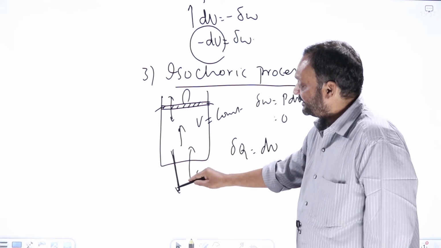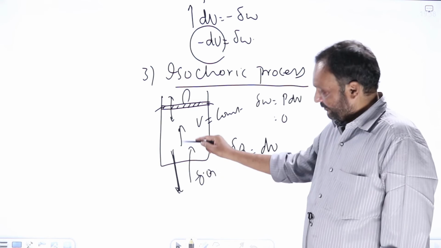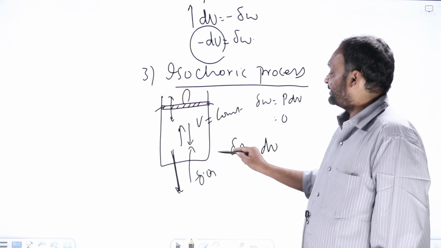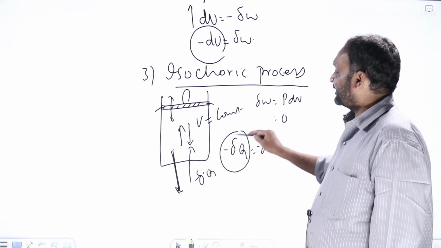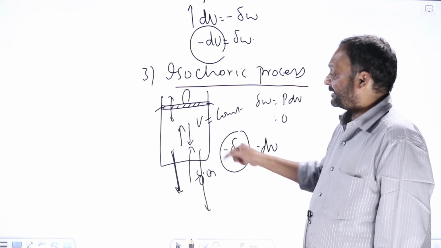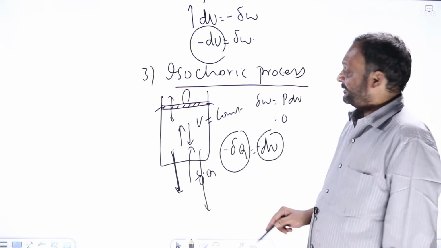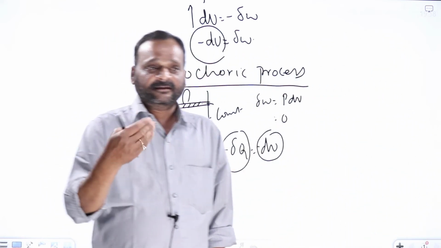Where from you are getting this heat energy? The gas must be spending its internal energy and sending the heat energy out. It means the internal energy of the gas decreases. If you put a minus sign here, minus delta Q, heat is coming out of the system. How can heat come out of the system? When internal energy decreases.